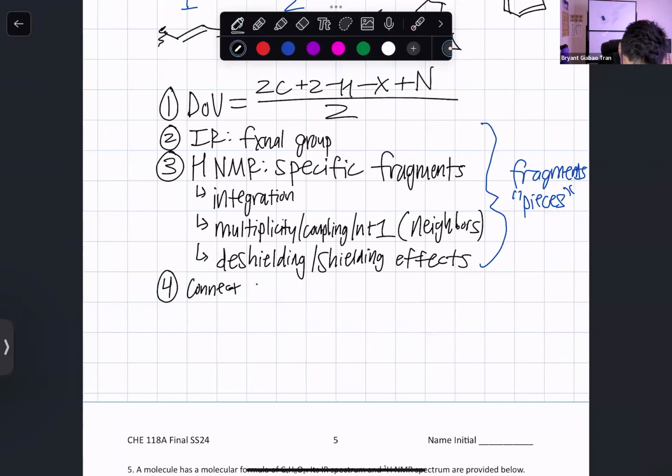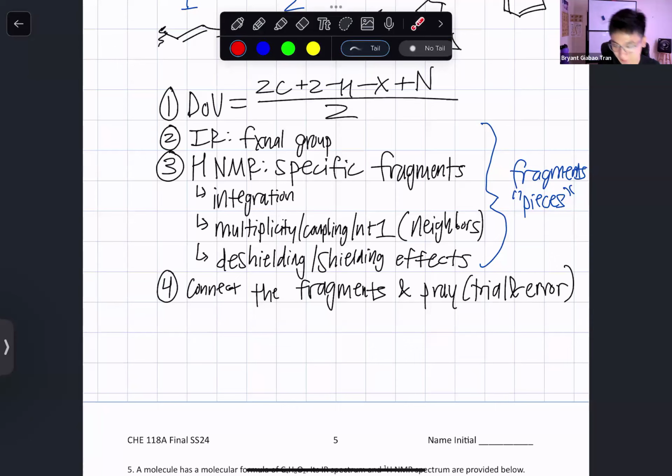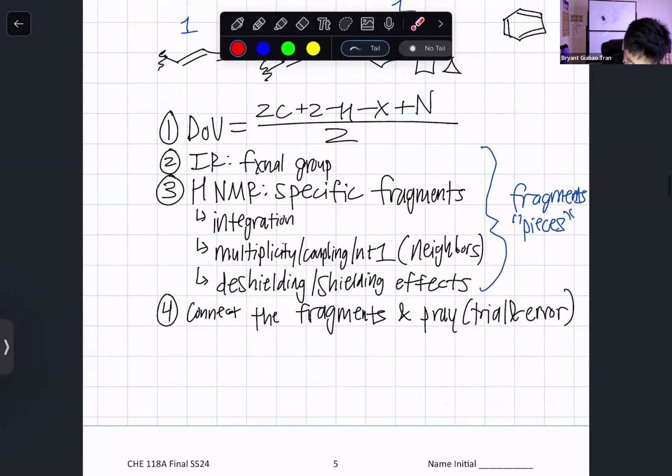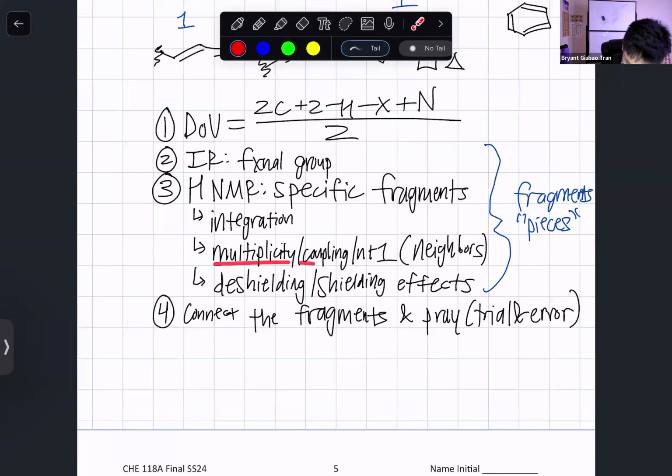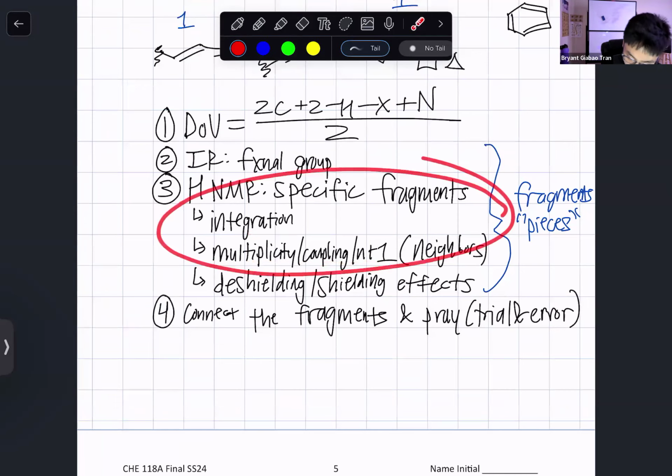Connect the fragments and pray that you get the correct specific structure. Right? There's a lot of trial and error in this step, because there's a high chance that you won't get it right the first time. And then when you go back to verify the multiplicity, the number of neighbors, integration, you see that something doesn't match up. So that's when you have to try again until everything matches up to get the correct structure, right?